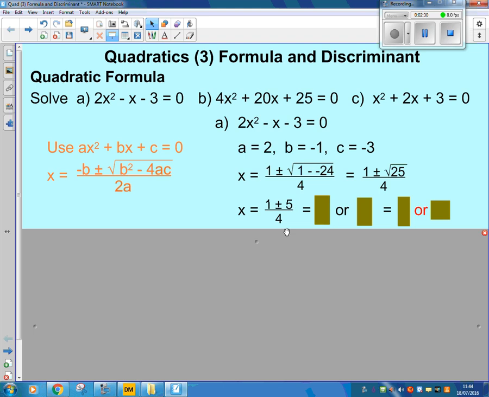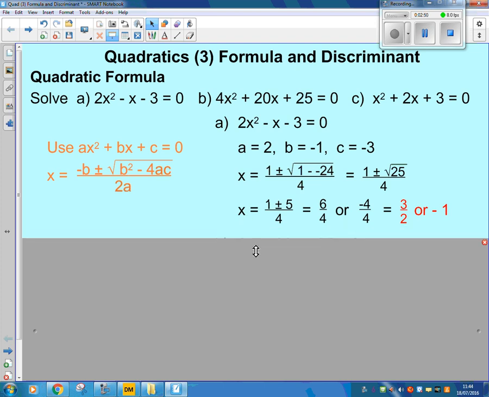Well, 1 plus 5 over 4 is 6 over 4. Or it's 1 minus 5 over 4, 1 minus 5, minus 4, all over 4. 6 over 4 cancels to 3 over 2. Minus 4 over 4 is minus 1. So we've got two solutions, 3 over 2 and minus 1. Okay, so x could be either of those numbers.